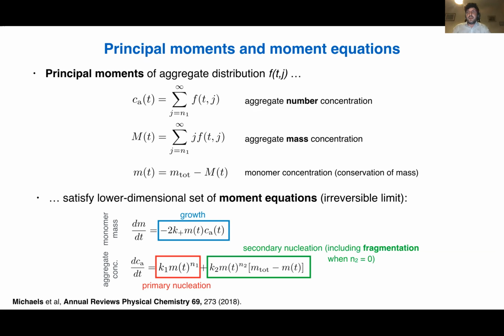And here I should maybe say, as a technical point, that in the secondary nucleation term, fragmentation is included as a special case when the reaction order N2 is set to 0. So in this case, you see that the corresponding rate term has a dependence only on the aggregate concentration.